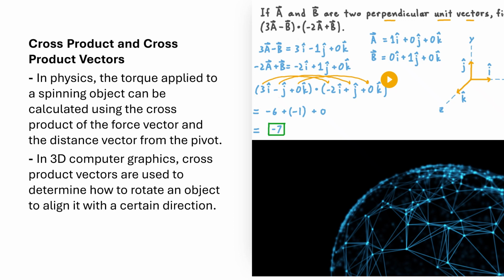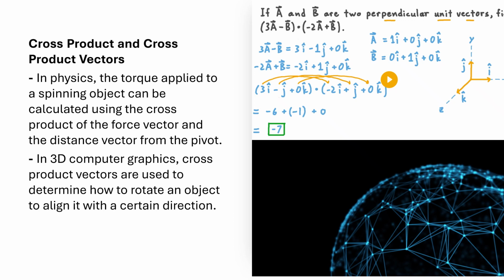Cross product and cross product vectors: a mathematical operation producing a vector perpendicular to two input vectors, using geometric interpretation. Understanding the significance of the cross product's direction. In physics, the torque applied to a spinning object can be calculated using the cross product of the force vector and the distance vector from the pivot.